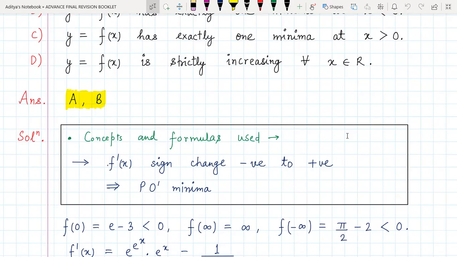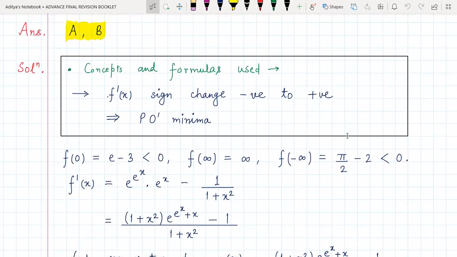So now how to do this question? Let us see. f of 0, when we are finding it, comes out to be e minus 3, which is obviously negative. f of infinity comes out to be infinity, which is positive, and f of minus infinity, when we apply the limit as x extends to minus infinity, is minus pi by 2 minus 2, which is again negative.